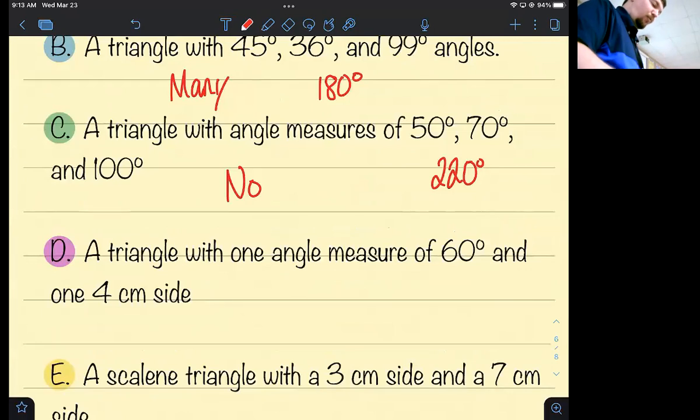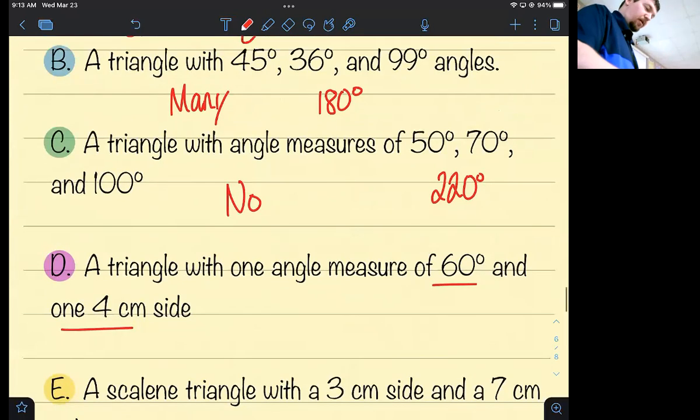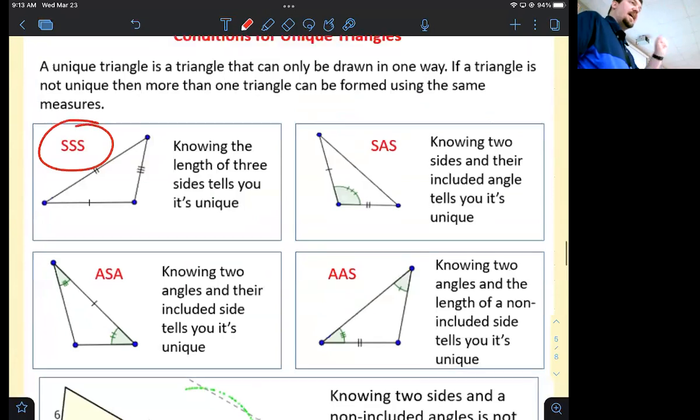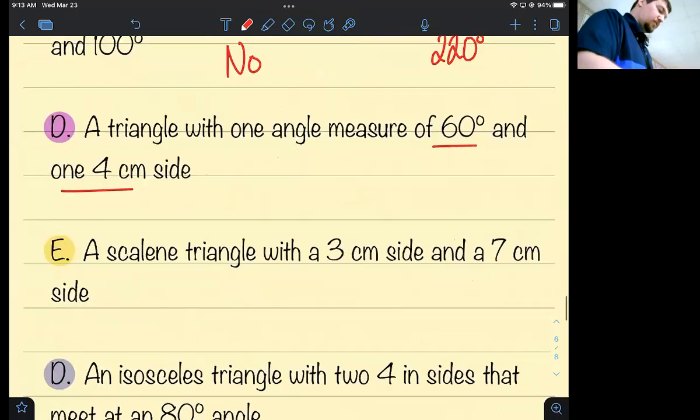What if I said you have one angle measurement of 60 and 1 4-centimeter side? That's one angle, that's one side. Is there anything up here that says AS, just angle side? No, that's not enough. So everyone's triangle is going to look different. So this would be an example of when I would write the word many.